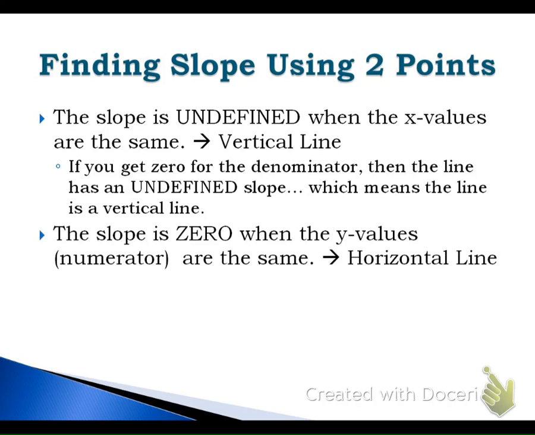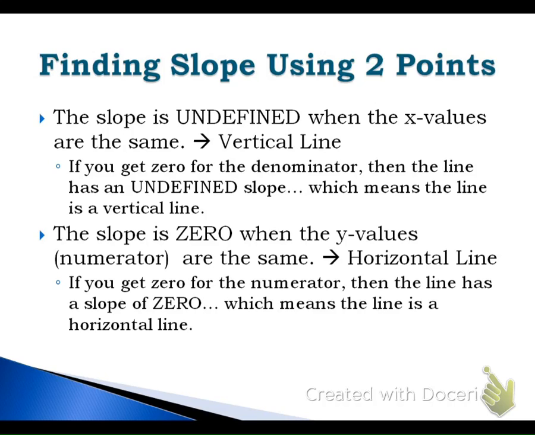The slope is 0 when the y values, or the numerators, are the same, which then will create a horizontal line. So if you get 0 for the numerator, the line has a slope of 0, which means the line is horizontal.